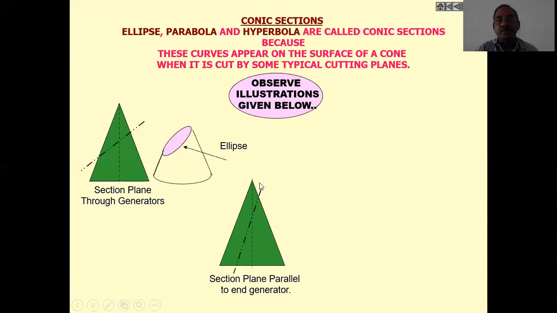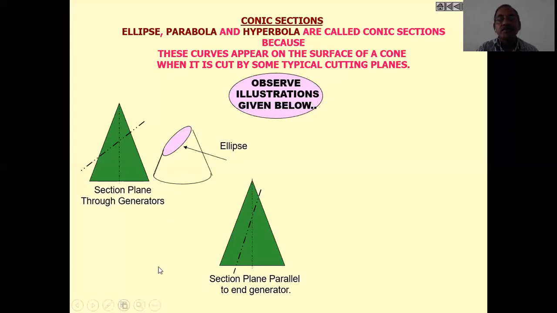What is a generator for a cone? A generator is a line drawn which joins the apex with any point on the circumference of the base. That is called a generator. So you can find an infinite number of points on the circumference of the circle. A straight line which joins a point on the circumference to the apex is called a generator.